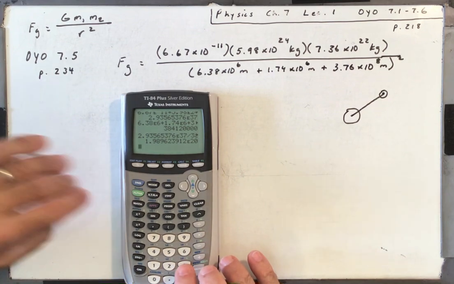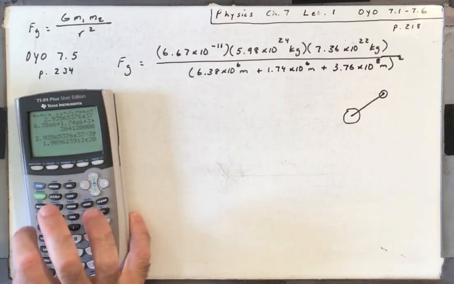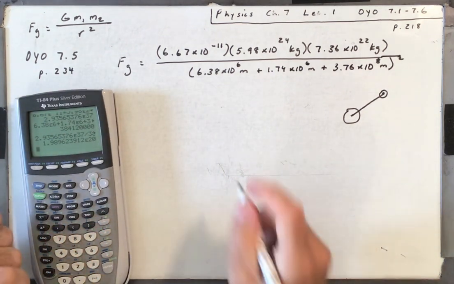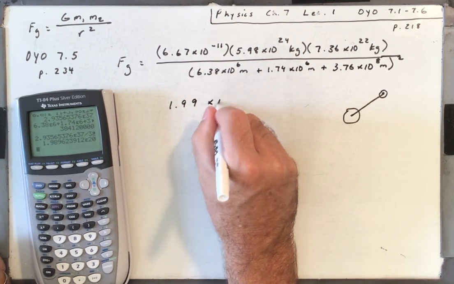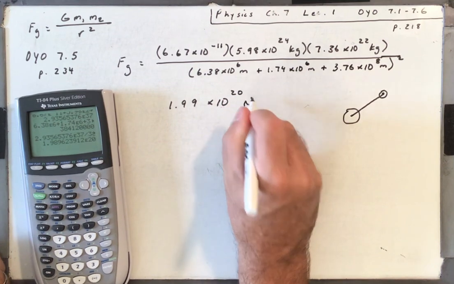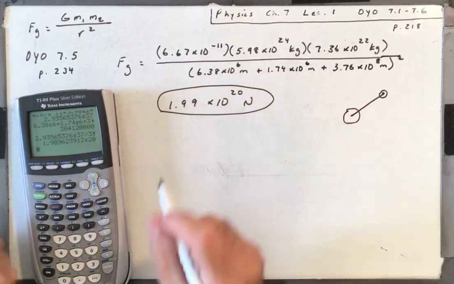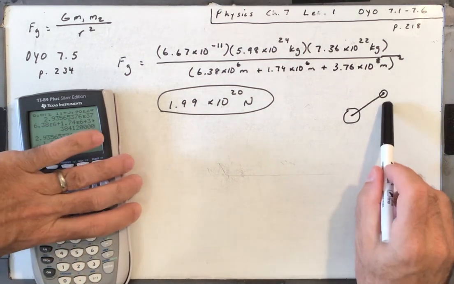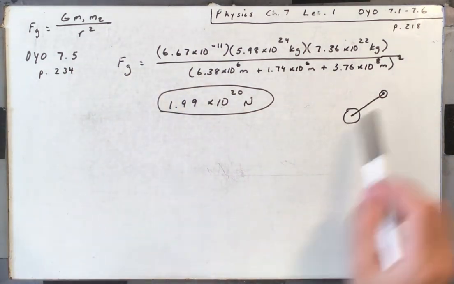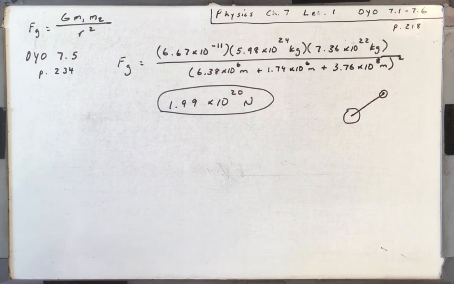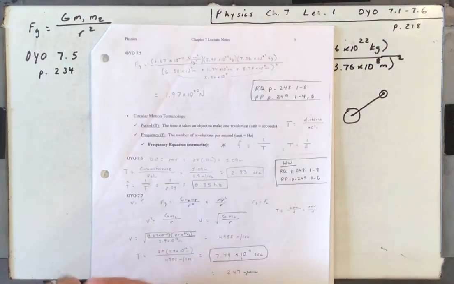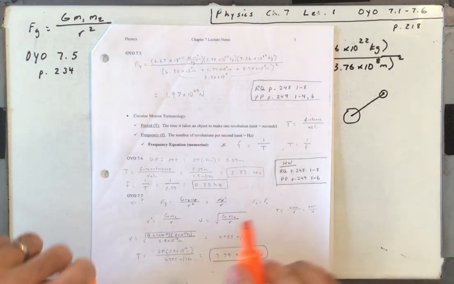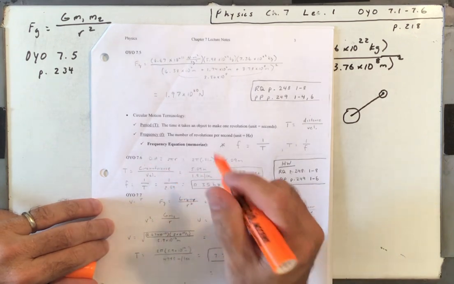All right, and we get 1.99 times 10 to the 20th newtons. Well, you would expect it to be a lot. It's going to take a lot of force to keep the moon moving around the Earth, and these are two very massive objects. Okay, our last little bit in this lecture is circular motion terminology, and we did deal with this a bit in chemistry.